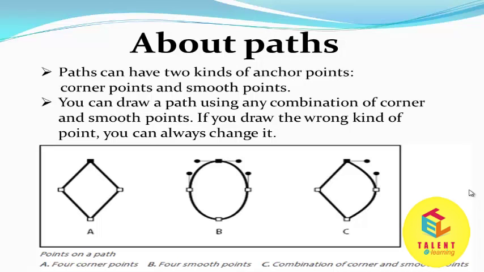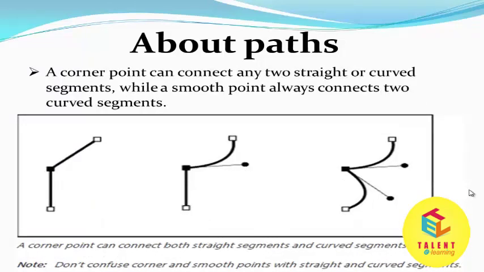This is the example of points on a path. A is 4 corner points, B is 4 smooth points, and C is a combination of corner and smooth points. A corner point can connect any two straight or curved segments, while a smooth point always connects two curved segments. This is the example of a corner point. A corner point can connect both a straight segment and a curved segment.